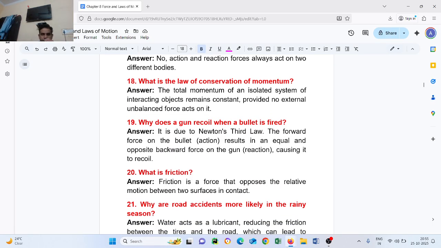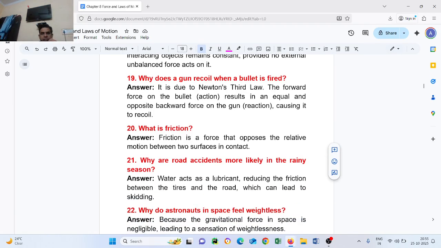What is friction? Friction is the force that opposes the relative motion between two surfaces in contact. Force that opposes the relative motion between two surfaces in contact is called friction.